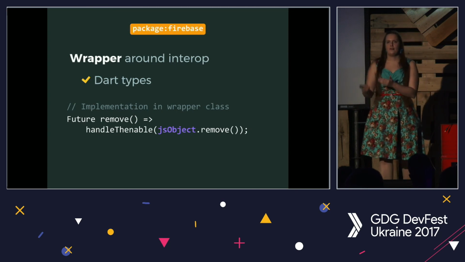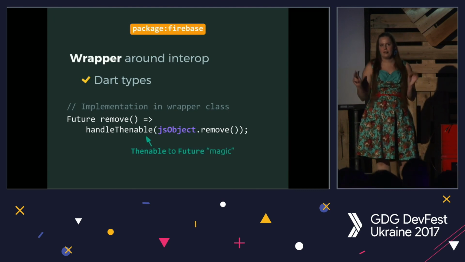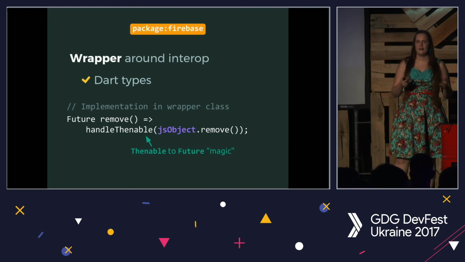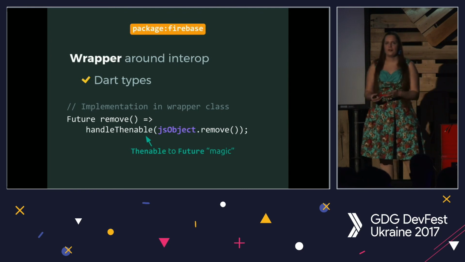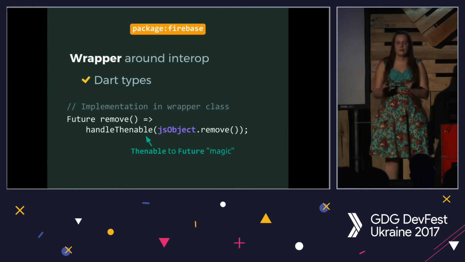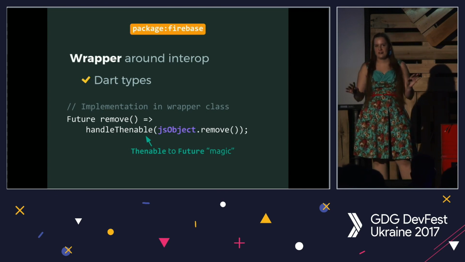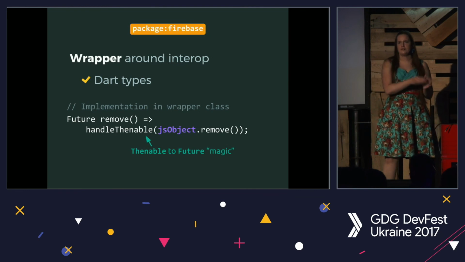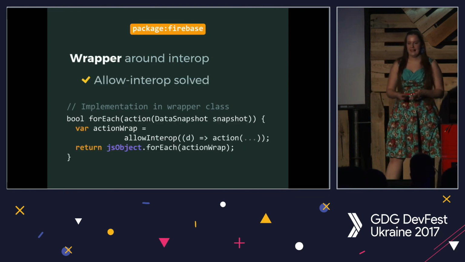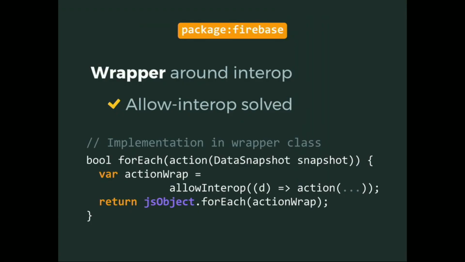But the JS object remove returns some kind of promise, which is called thenable in the Firebase documentation. And because in Dart we want to use futures, there has to be some magic. This is the reason why there is the handleThenable function, which is a function that converts this thenable to a future.